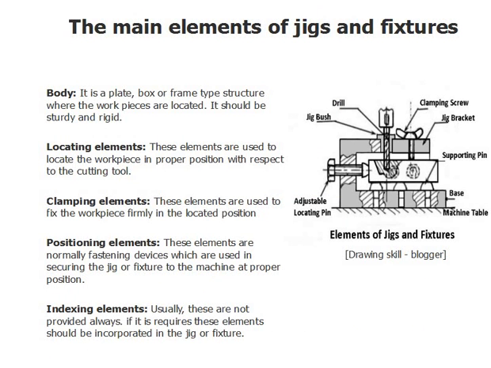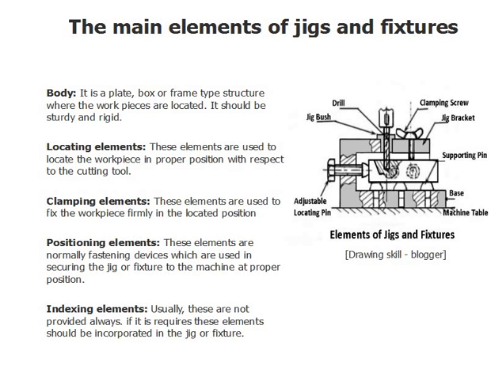So let us see what are the various components or parts of jigs and fixtures. This is showing in the figure. The basic elements are body, locating elements, clamping elements, positioning elements, and indexing elements. So body is a plate, box or frame type structure in which the workpiece to be machined is located. Hence, it should be very strong and rigid.